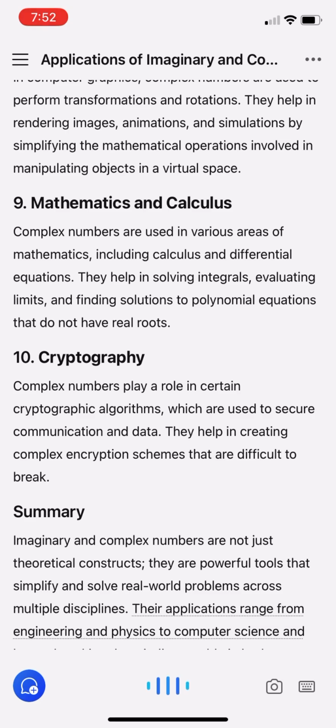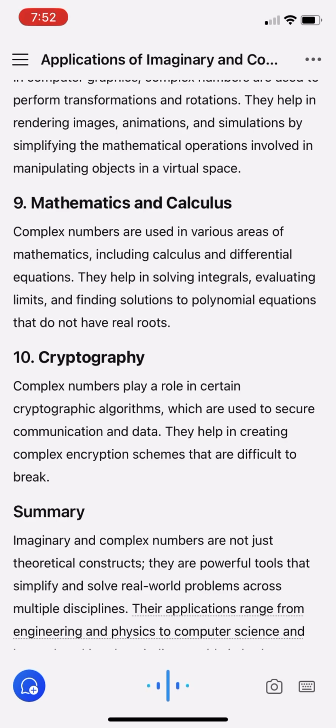10. Cryptography. Complex numbers play a role in certain cryptographic algorithms, which are used to secure communication and data. They help in creating complex encryption schemes that are difficult to break.